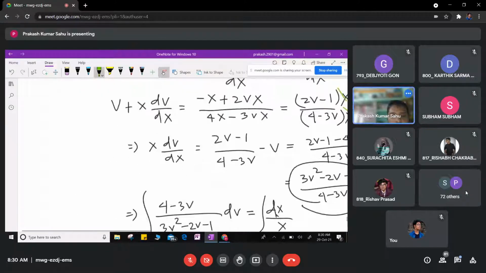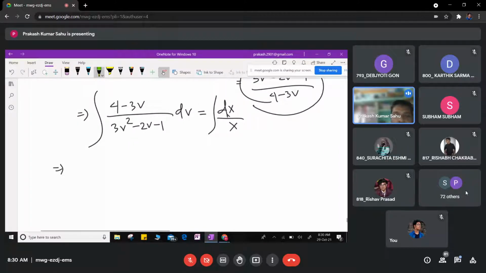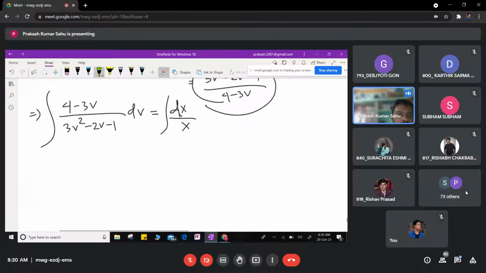So let us solve this. In the non-homogeneous case, the solution by integration is sometimes a little bit complex. Let us see what the integration will be. This 3v square minus 2v minus 1 is the denominator, and the numerator is 4 minus 3v. So let us integrate it. Better you substitute. Suppose 3v square minus 2v minus 1 is equal to u. Okay, I am substituting z.